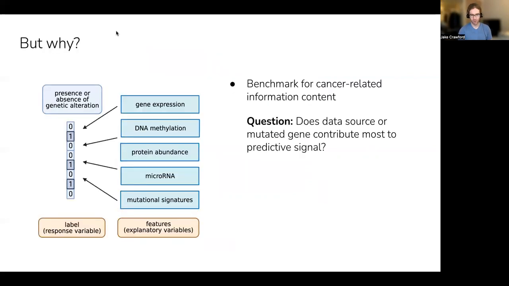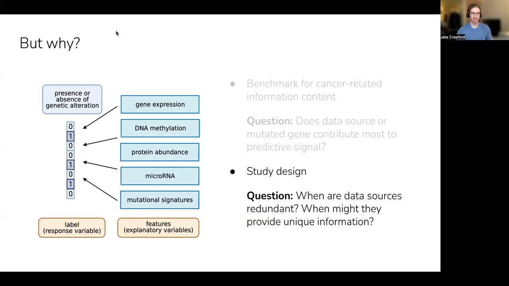But why might we want to do this? Well, one reason is as a benchmark for cancer-related information content. So we can ask the question, what's the biggest contributor to predictive signal in this case? Is it the data source? Is it the mutated gene? Is it both? Is it neither? We'll see. And downstream, this can lead us to ask questions about study design. So we can ask, when are different data sources redundant? When might they provide unique information? If you're doing a cancer study, which of these different data sources might you want to select? So that's one question that we can ask using this setup.